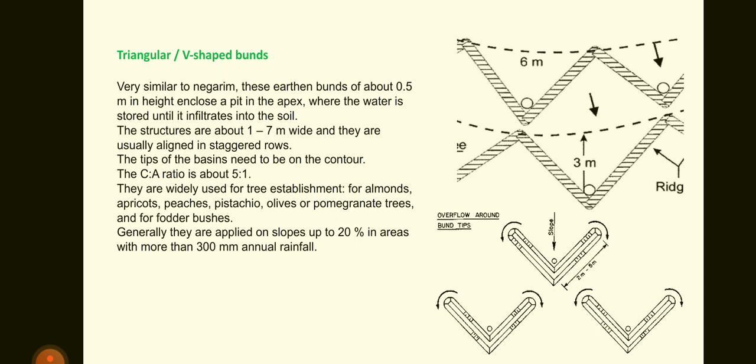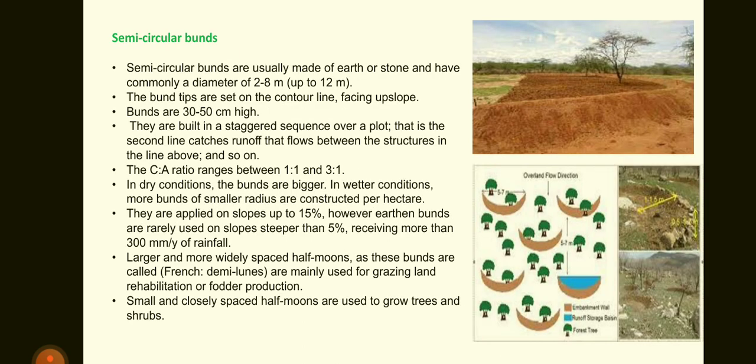They are widely used for tree establishment, like almonds, apricots, peaches, pistachios, olives, or pomegranate trees, and for fodder bushes. Generally, they are applied on slopes of up to 20% in areas with more than 300 millimeters of annual rainfall.